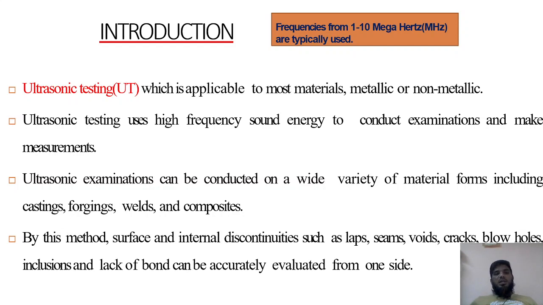Generally, ultrasonic testing can be conducted on a wide variety of materials, including castings, forgings, welds, and composites. It can be used on any material. By this method, we can understand surface discontinuities, such as laps, voids, cracks, and blowholes. For example, while making a casting, blowholes may be created because of mixing or because of pouring hot metal into the molds.